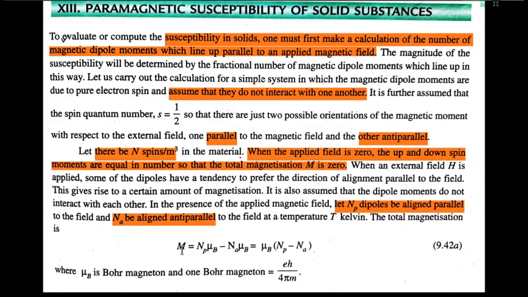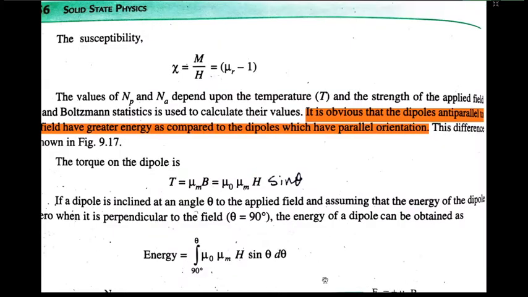You know that the Bohr magneton is basically eh upon 4 pi m, where m is the mass of the particle, rather the electron. Anyway, the susceptibility is given by M by H, or the relative permeability minus 1, which you already know. We are also applying Boltzmann statistics here. Then it is obvious that the dipole moments anti-parallel to the field have a greater energy compared to the dipoles which are parallel. Why is that? Let us find out.